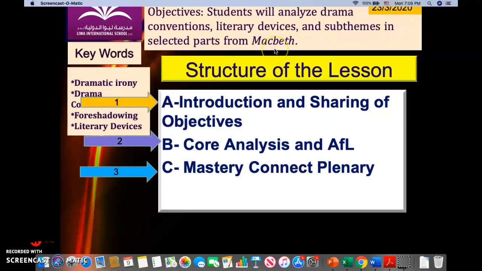Before I begin talking about the learning objectives, I would like to walk you through the structure of our session. First of all, we're going to begin with an introduction and sharing of objectives. Then we are going to begin our core analysis and the assessment for learning, where we're going to respond to several selections from The Tragedy of Macbeth, page 14, and we're going to unpick the words and look into their meanings and their connotations. Lastly, we are going to end with a Mastery Connect plenary to check understanding and measure progress.